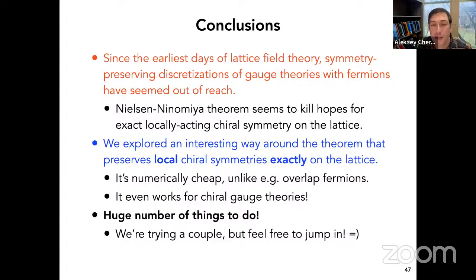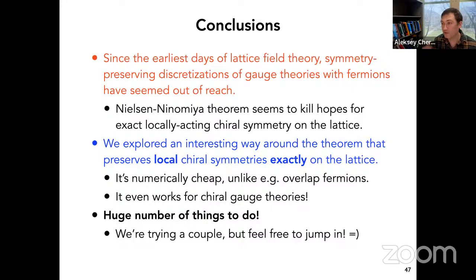So since the earliest days of lattice field theory, finding internal symmetry-preserving discretizations of gauge theories with massless fermions has seemed out of reach whenever they were involved in any kind of anomalies, which is the typical case. And in particular, there's a famous theorem, the Nielsen-Ninomiya theorem, that seemed for decades to kill any hope of finding exact locally acting chiral symmetries on the lattice that reproduce all kinds of anomalies. And in our work, we explored an interesting way around this theorem that preserves locally acting chiral symmetries on the lattice exactly, in contrast to previous approaches.